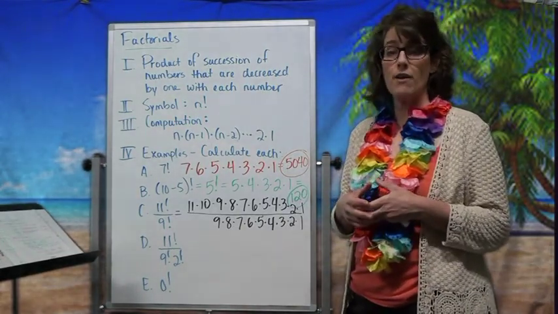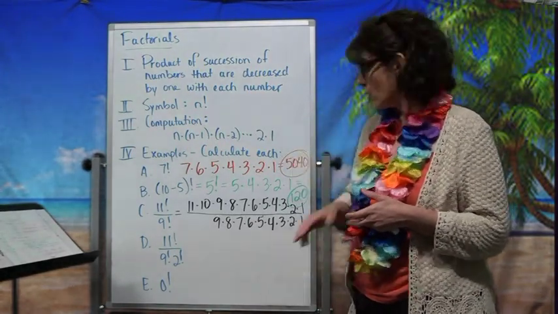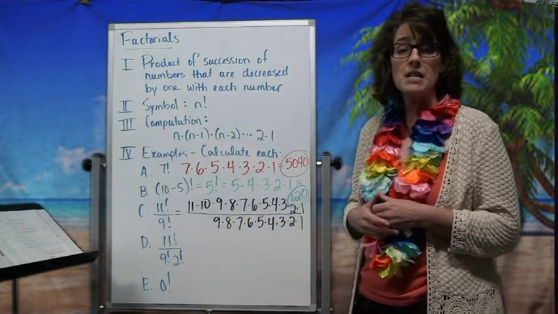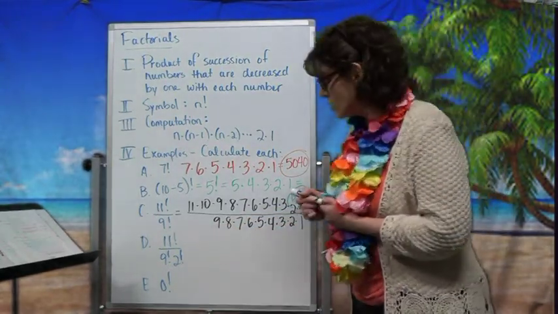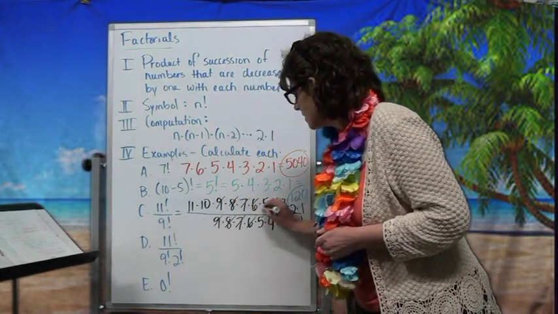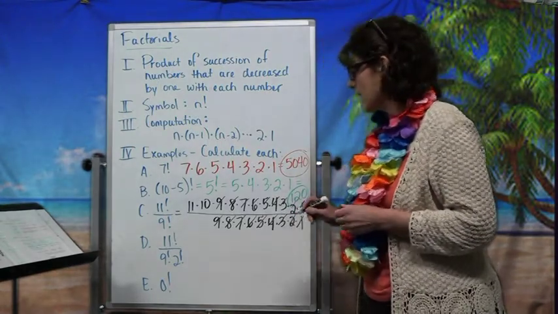Whenever you simplify a fraction, you cancel out common factors on the numerator and the denominator. So all of these numbers here are common factors with all of these, therefore they will all cancel out. The 9s will cancel, the 8s will cancel, the 7s, the 6s, the 5s, the 4s, 3s, 2s, and 1s will cancel.